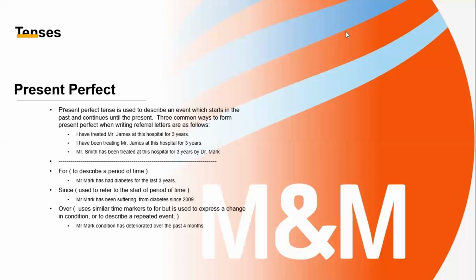Sir, can you repeat please, because it's a little bit confusing. Why are we using both has and had here for Mr. Mark? One name, come again, ma'am. Which one are you asking? Describe a period of time. Mr. Mark has had diabetes for the last 3 years, right? Yes.